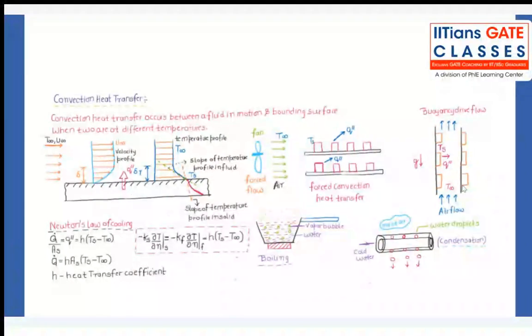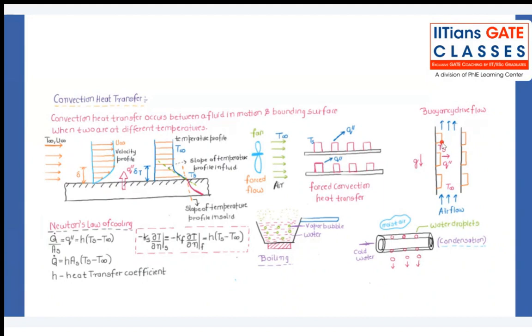Why it is happening naturally is that when you have these heated objects, the air which comes in immediate vicinity of the heated surface will expand and become lighter. And then that light air is going to move up. Once the light air moves up, the cold air, which is heavy, will rush in to fill that space. And then what you see is a kind of natural circulation set up around this system.